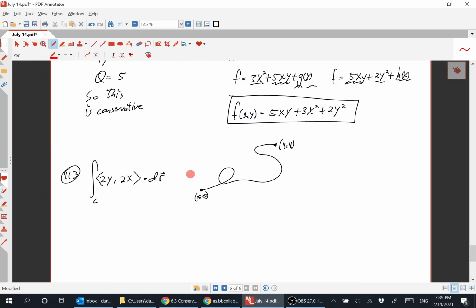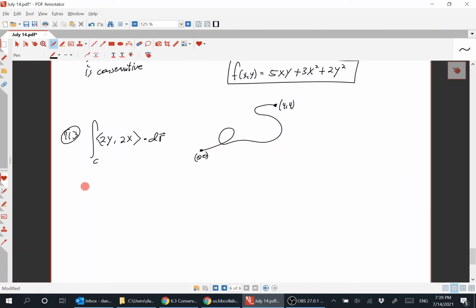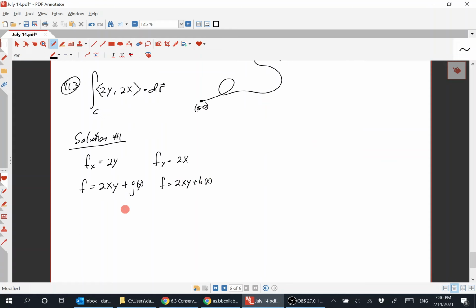So let's do it in two different ways. Let's do solution 1 with the fundamental theorem. So the partial derivative of f with respect to x is 2y. So f should be equal to the antiderivative with respect to x, 2xy plus g of y. And then f_y is 2x, so the antiderivative of that with respect to y is 2xy plus h of x. To match these two expressions for the same function, we just have f of x, y equal to 2xy, and g and h are both 0.